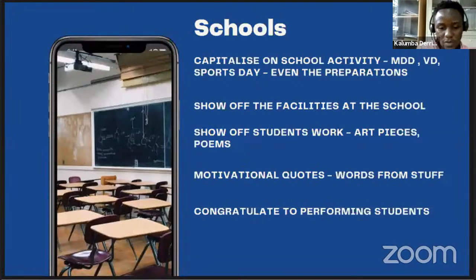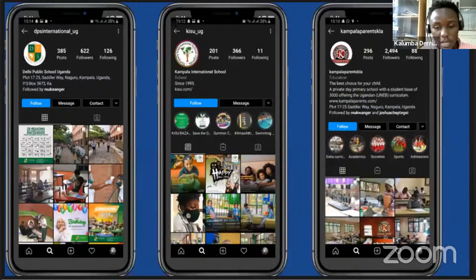Then we have motivational quotes within the academic field, or even words from staff, right? You can find a popular staff member within the school who has built a repertoire with students and parents, and ask what motivation they can give on these platforms. Also, simply congratulate your students after results are out on social media. This shows that the students performed so well, and at the same time that you treasure that. So these are some content ideas for schools, and we're going to look at examples of schools that are doing this.